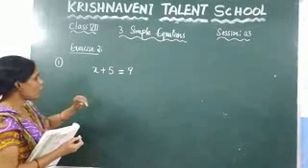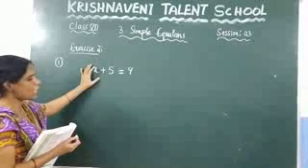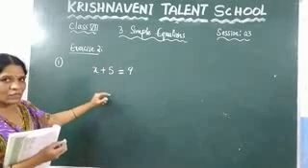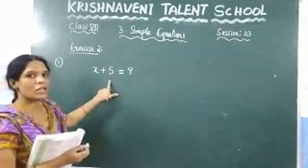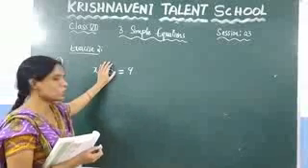So here what do we need to do? We need to find the value of x. So what is the value that is there here, which is plus 5? So you have to remove this plus 5.